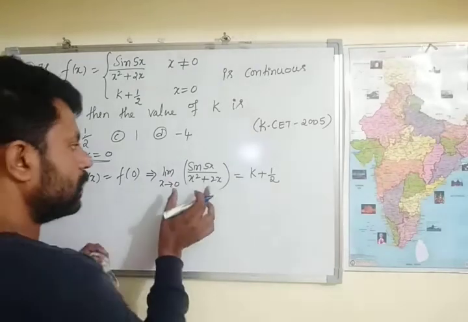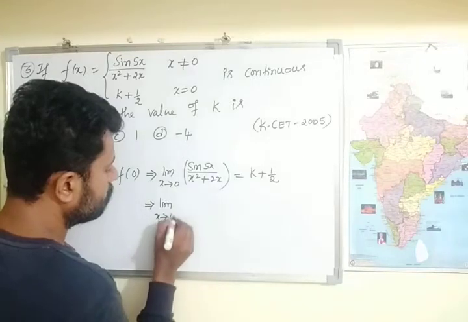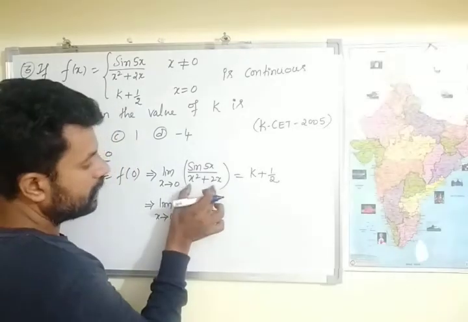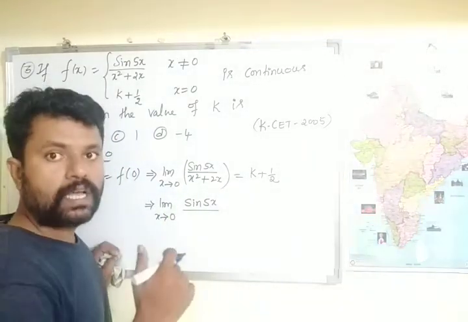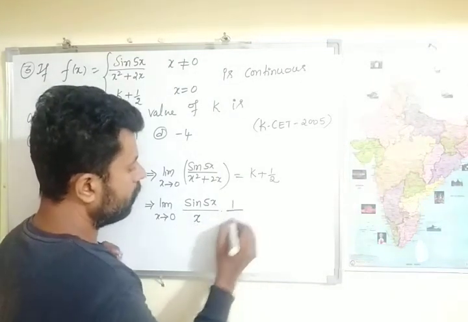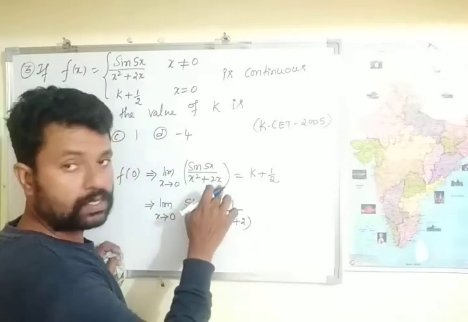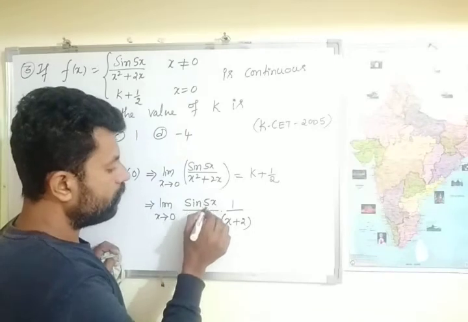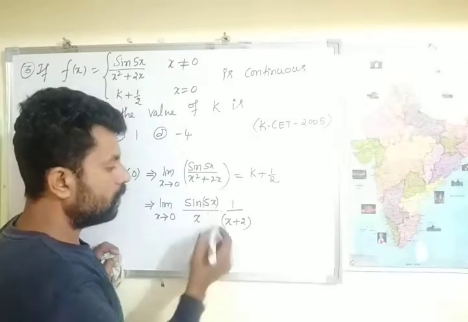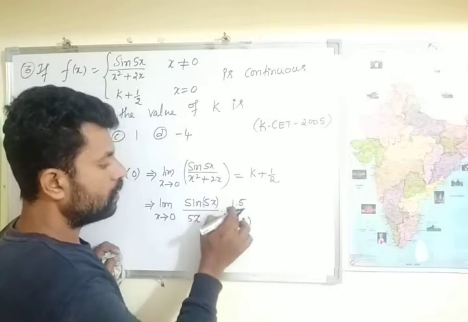Now this result can be written in standard notation form: limit x tends to 0, sin 5x in the numerator. Denominator, here we have x square plus 2x. Here x is the highest common factor, so we can take x into x plus 2, which gives x square plus 2x. Now the denominator is also converted into 5x form, so multiply and divide by 5.